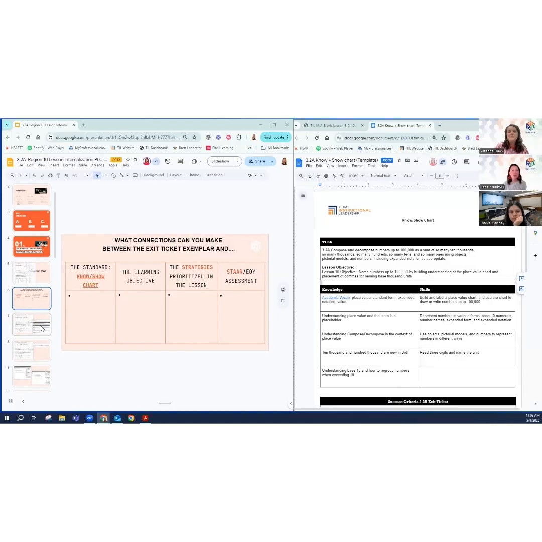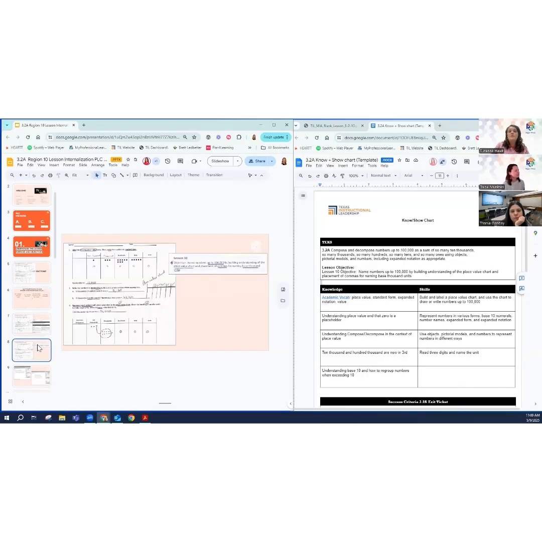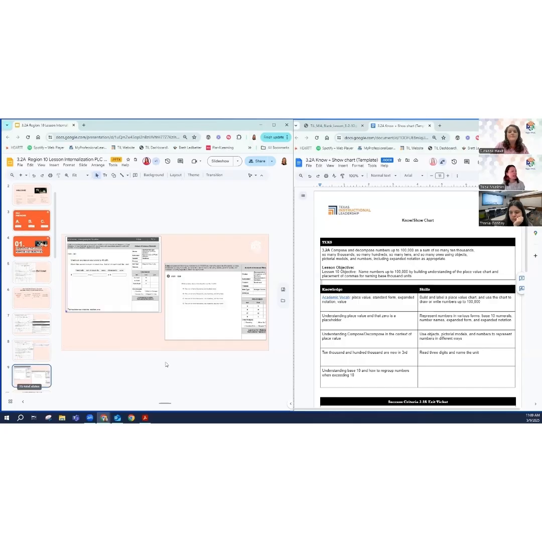Yeah, absolutely. So what strategies are required within this exit ticket? On questions 1 and 3, students are required to use the place value chart to solve. And question 3 also asks students to regroup by bundling that group of 10 and moving it to the higher place value. Yeah, absolutely. And so how does this exit ticket align to our STAAR questions that we have?